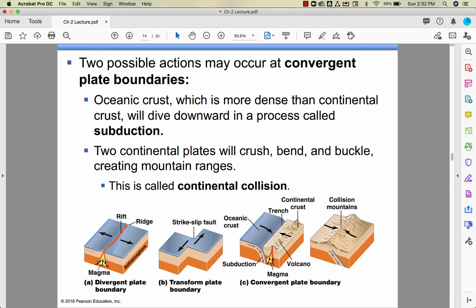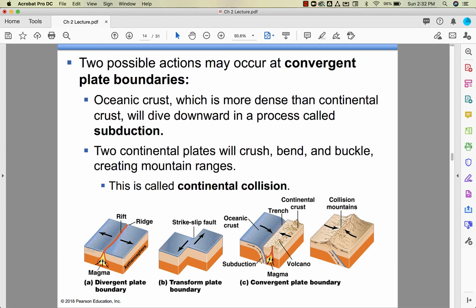You can put mass on top of the continental crust and it'll go down a little bit, like it did during the last ice age. It'll subside. But once that force is removed, it's going to pop back up, right? It's less dense than the asthenosphere, so it's not going to subduct. So when oceanic crust and continental crust come together, the oceanic crust is going to subduct because it's more dense.